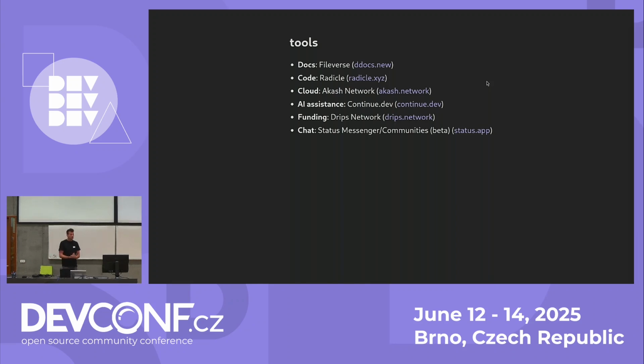Right? So for documents, there is a project called Fileverse, and you can just use it by going to your browser and typing ddocs.new. If you do docs.new, D-O-C-S, you get to Google Documents, and it will open a new window with a new document, and you can just write there. If you do ddocs.new, you get to this tool that I'm actually using here.